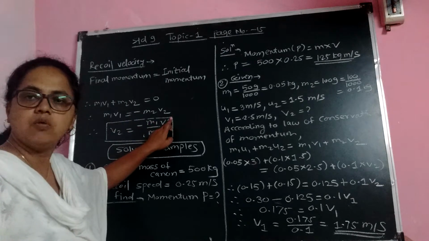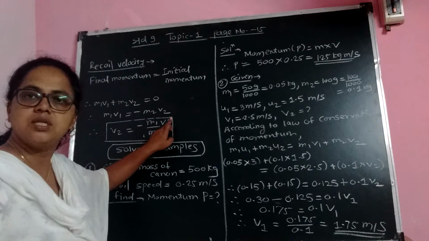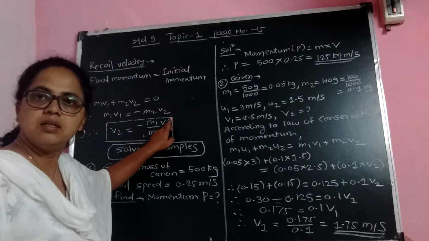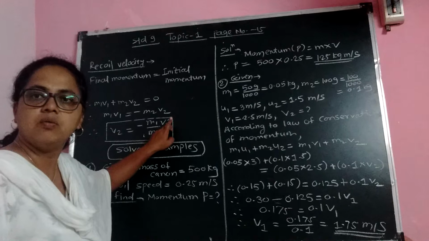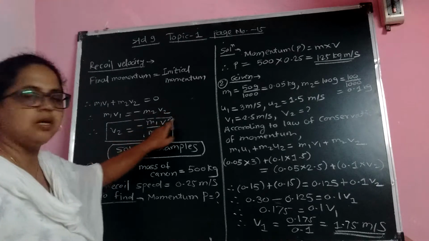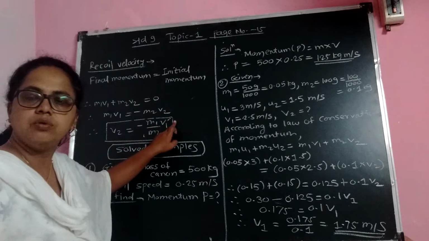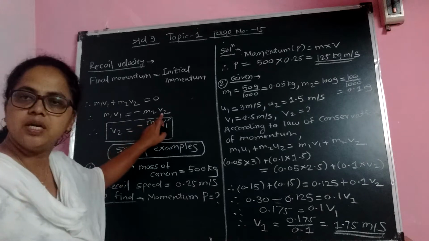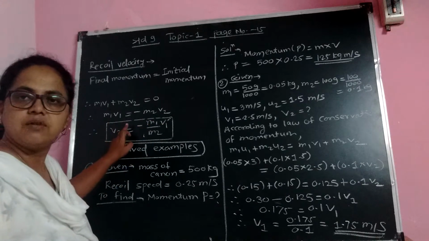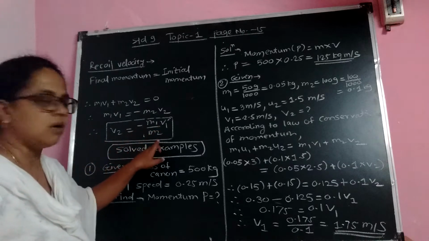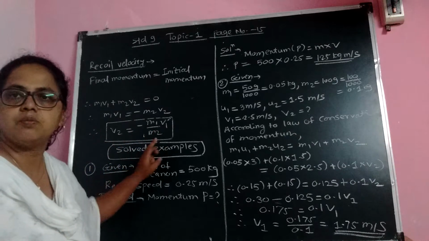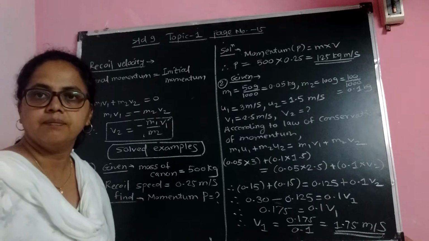We have to find out the recoil velocity. Recoil velocity means the velocity of the gun when it moves in the backward direction after firing the bullet. So you have to determine the value of v2. How to determine? Here m2 is for multiplication, so it goes to the other side for division. So v2 is equal to minus m1 v1 upon m2. This is the expression for the recoil velocity of the gun.